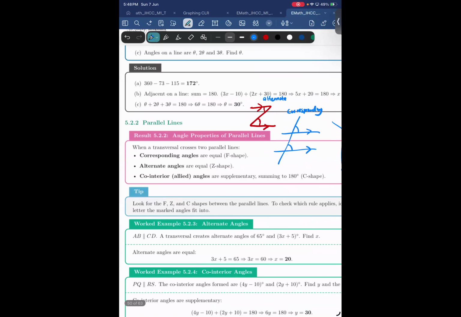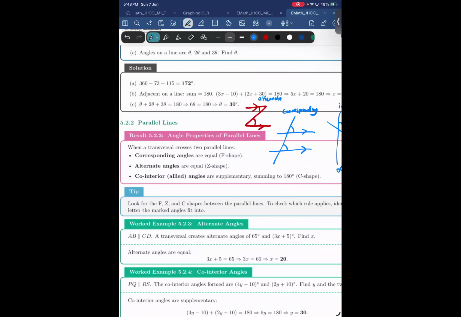So once again, here there are no pictures. You should still be able to solve without pictures, but usually the pictures will go a long way.